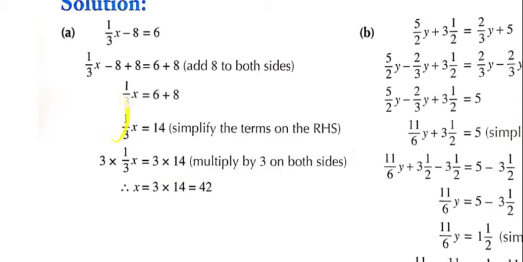Or maybe you can just move the 1 over 3 to the right side. When you move a fraction, it will become the multiplication of that fraction, but you flip it upside down. So it will become 14 times 3 over 1, the same thing. So 14 times 3 over 1 is also 42.